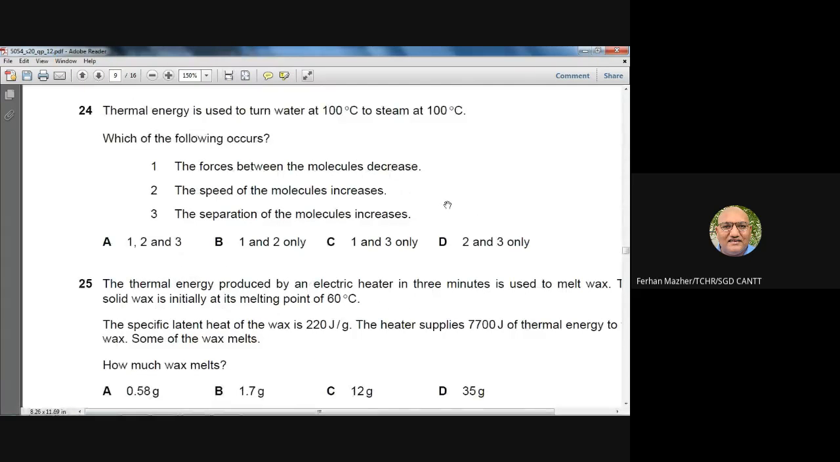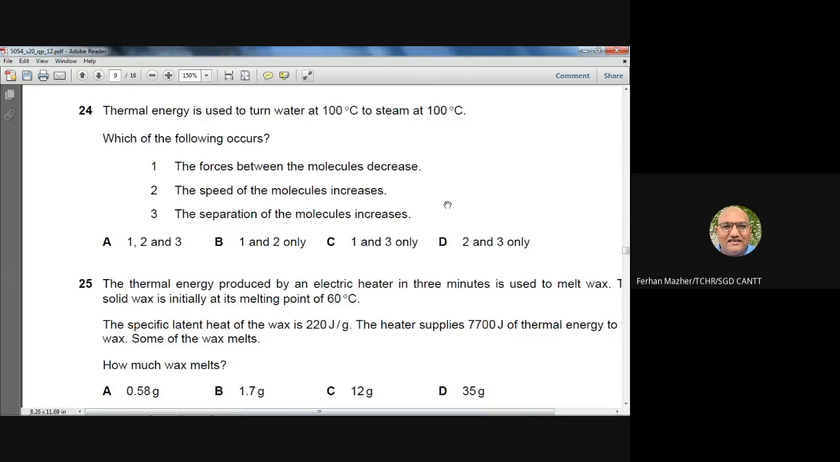Question number 24. Thermal energy is used to turn water at 100 degrees centigrade to steam at 100 degrees centigrade. So it's purely a change of state. Which of the following occurs? The force between the molecules decreases, the speed of the molecules increases, the separation of the molecules increases.